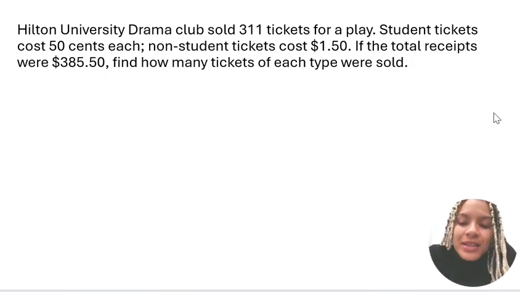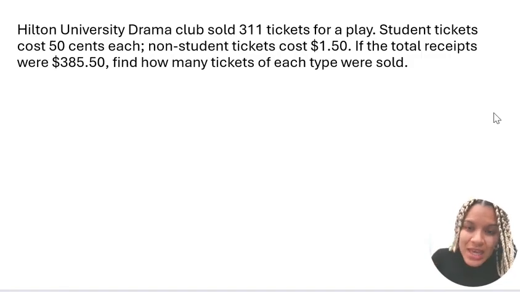All right, let's work with this application. It says Hilton University Drama Club sold 311 tickets for a play. Student tickets cost 50 cents each. Non-student tickets cost $1.50. If the total receipts were $385.50, find how many tickets of each type were sold.